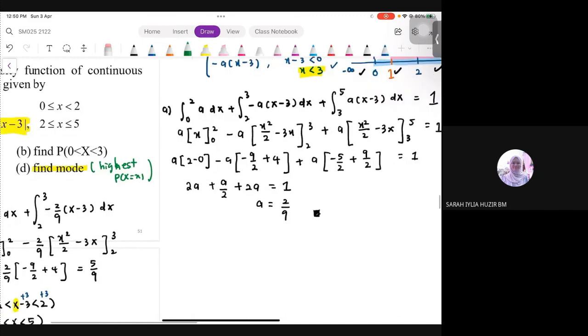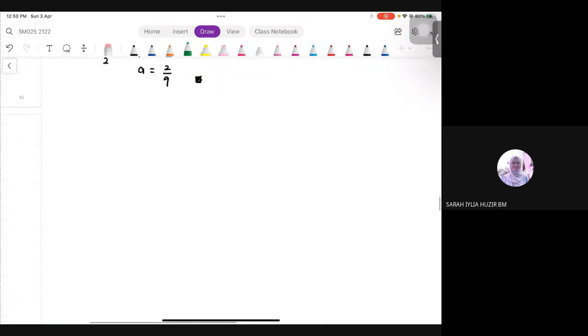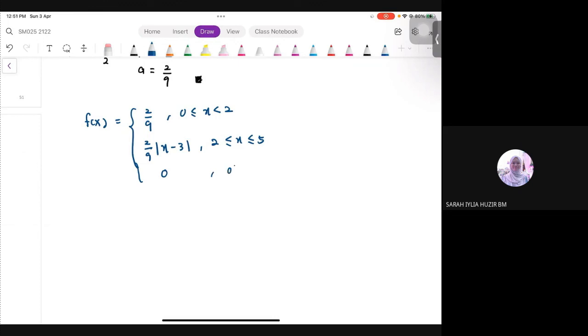Okay. So, sekejap ya. Saya salin semula piecewise function kita ni. So, dah senang kita nak lukis graph. So, just now it's actually 2 over 9 when it's 0 up to 2. And then we have 2 over 9 times with our absolute of x minus 3 when it's 2 up till 5. And then it's 0 otherwise lah. Sebenarnya dia tak ada tulis, saya yang tambah. 0 otherwise. Tempat lain dia kosong.